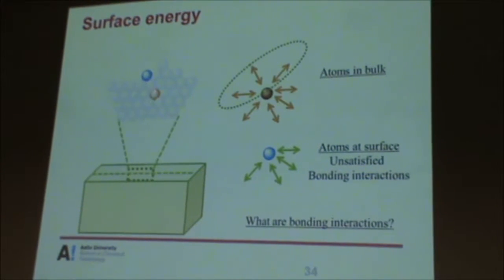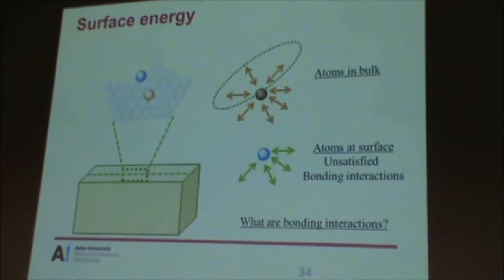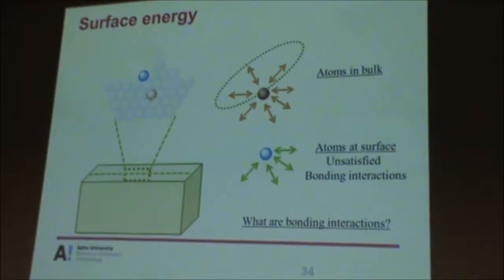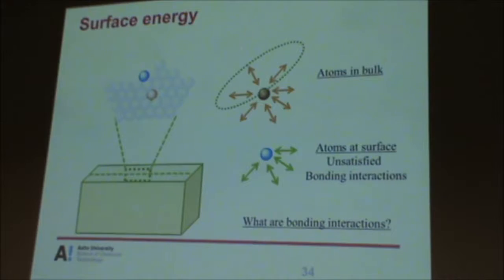If you take this atom, I'm just drawing the number of interactions it is undergoing with the neighboring atoms. On the other hand, I'm drawing the number of interactions it's undergoing with the neighboring atoms for the surface atom. Obviously, between these two atoms, this huge set of interactions is unsatisfied for this atom on the surface, and that is the source of surface energy. Now you have these atoms that are more reactive than the atoms inside because they have unsatisfied bonding interactions.